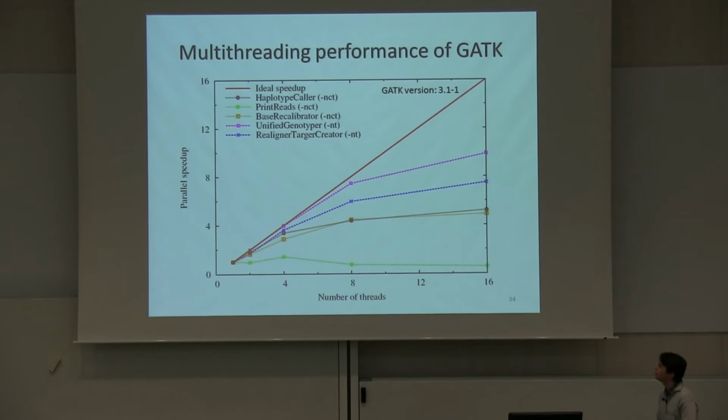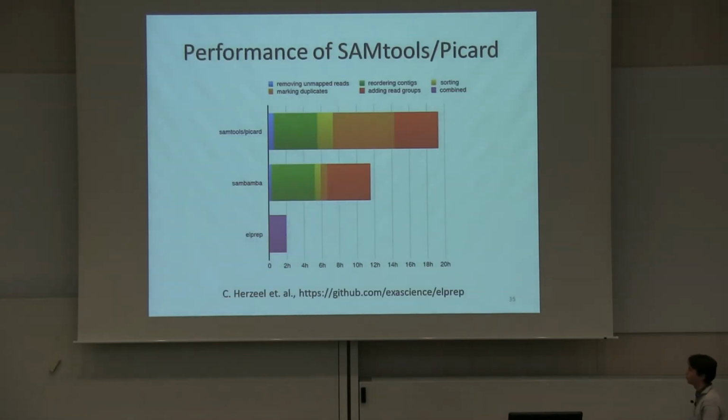So I was talking about the multi-threaded scaling behavior of GATK. These are a number of different modules within GATK that are relevant for our pipeline. As you can see, in the best case, the unified genotyper has modest scalability, and the print reads module is performing well in some cases, but in others it's slower than single-threaded behavior. So the overall multi-threading performance of GATK is not so good.